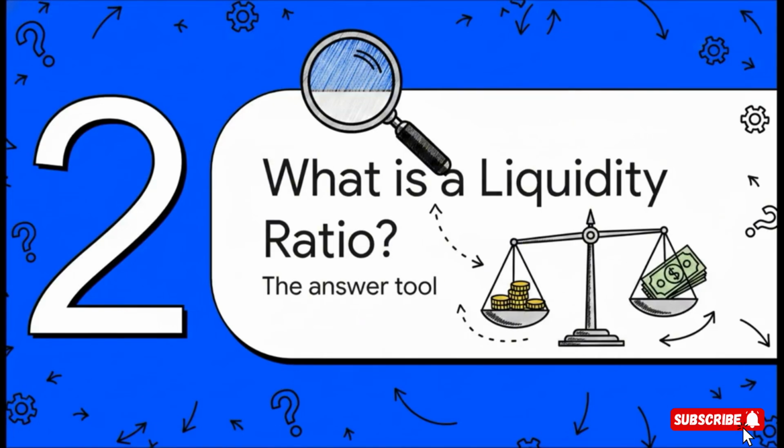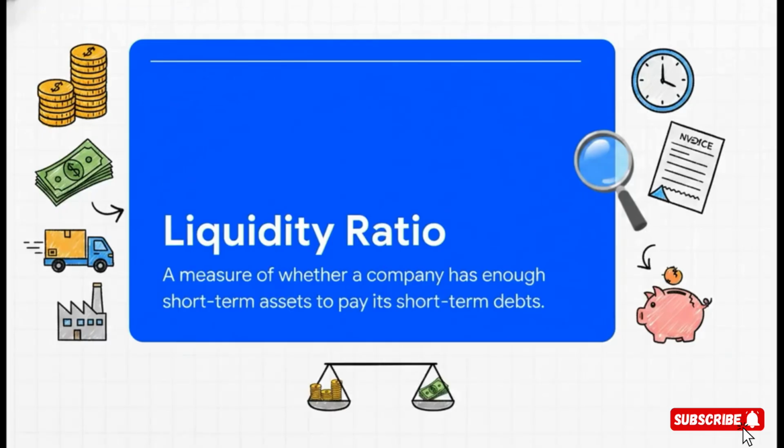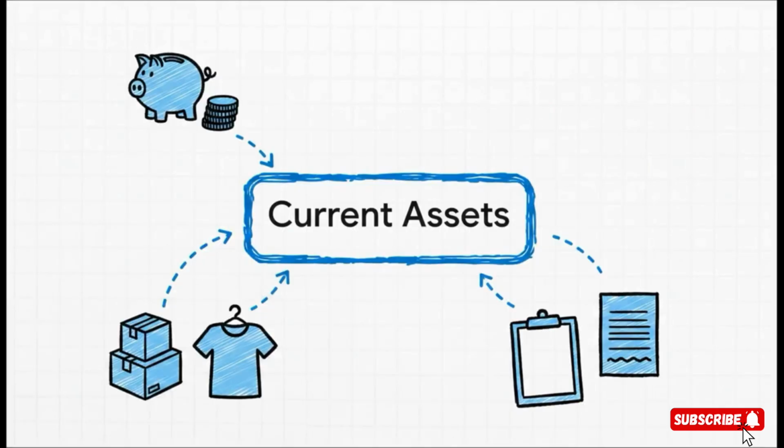Well, we use a specific financial tool that was designed for this exact purpose. It's called the liquidity ratio. Okay, so what is a liquidity ratio? The textbook definition is that it measures if a company has enough short-term assets to cover its short-term debts. But let's put that in plain English. It's just a comparison of what a business owns that can be turned into cash quickly versus what it owes pretty much right now.